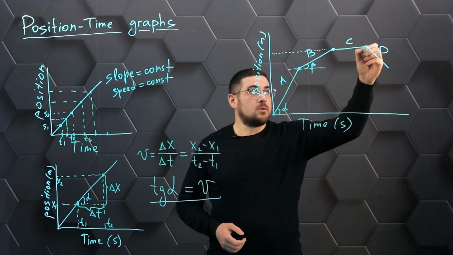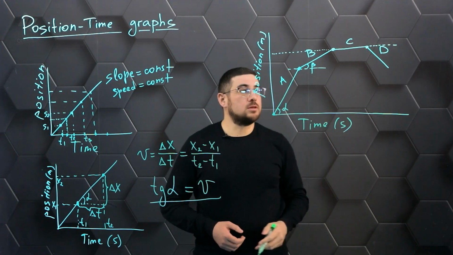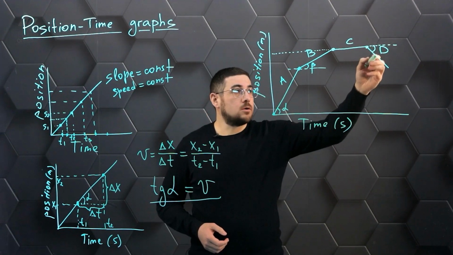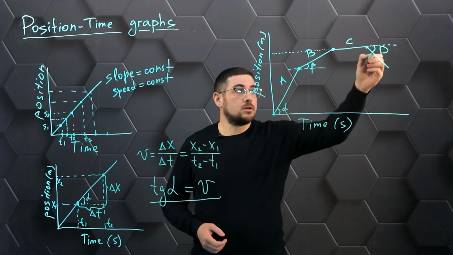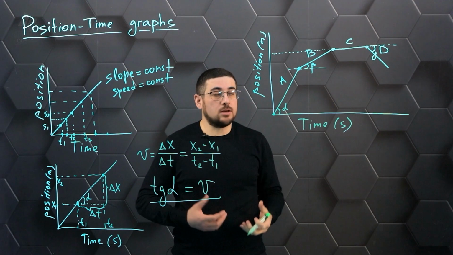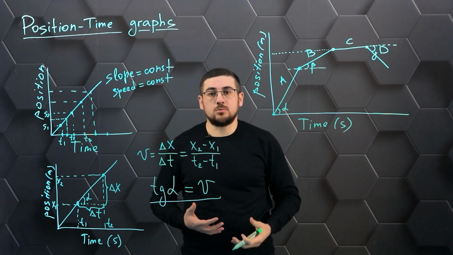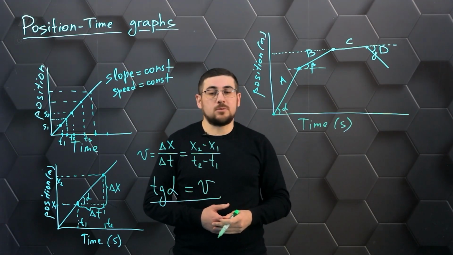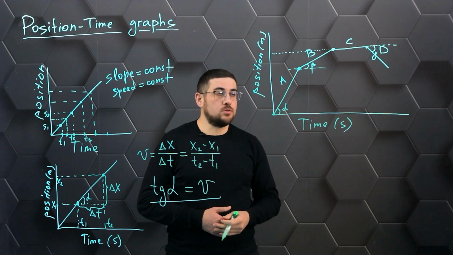But if we talk about section D, then we see that here the angle of inclination will already be some gamma. But in this case, it can already matter. The tangent of this angle will be negative. It will say that this movement occurs in the opposite direction. The velocity will in this case also have a minus sign.